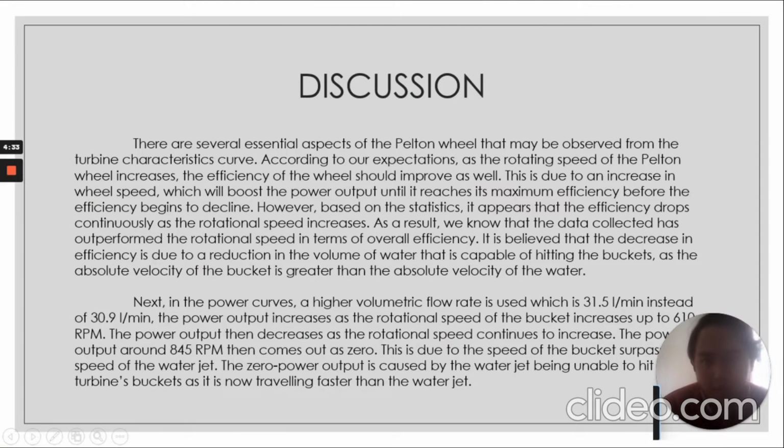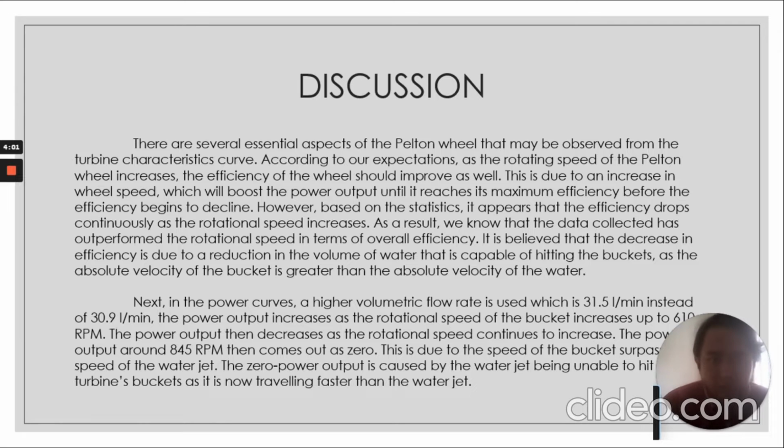So first and foremost, there are several essential aspects of the Pelton wheel that may be observed from the turbine characteristics curve. According to our expectations, as the rotating speed of the Pelton wheel increases, the efficiency of the wheel should improve as well. This is due to an increase in wheel speed, which will boost the power output until it reaches its maximum efficiency before the efficiency begins to decline.